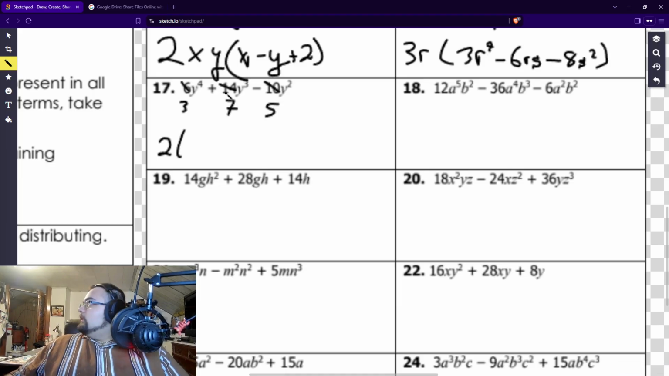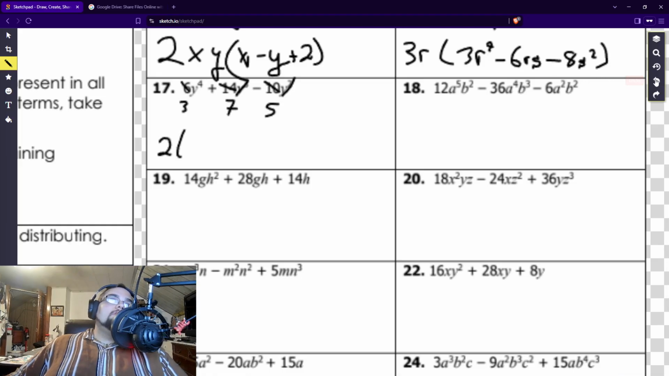So we have the y's. The y's are the next thing we're going to look at. So we have y fourth, y third, y squared. Most amount we could pull out is the y squared because it's the smallest one. Does that dig it? We dig it? Okay, so y squared, y squared, y squared.